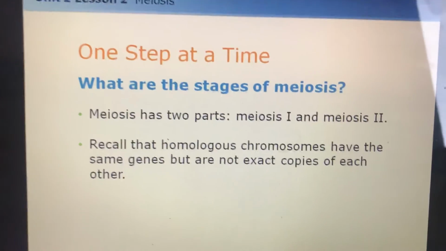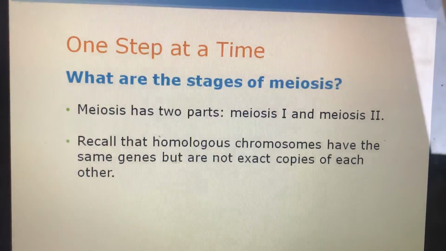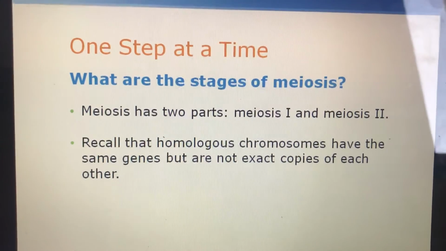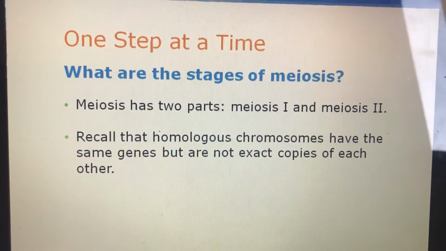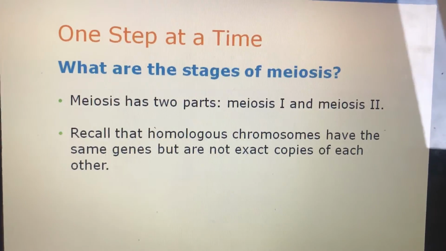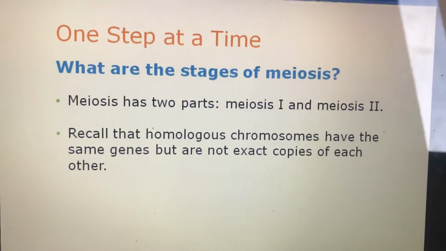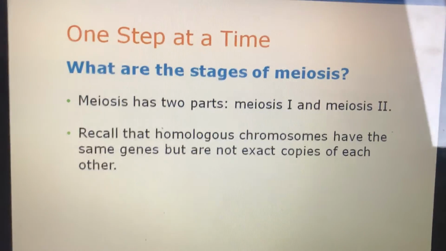Hi guys, today I'm going to explain what are the stages of meiosis. You all know that mitosis has 4 phases, starting with prophase, and then metaphase, then anaphase, then telophase. In meiosis, we're going to see a little bit of difference. Actually, meiosis has 2 parts. It has meiosis 1 and meiosis 2, and this is what's different from mitosis. Mitosis has only 1 part.